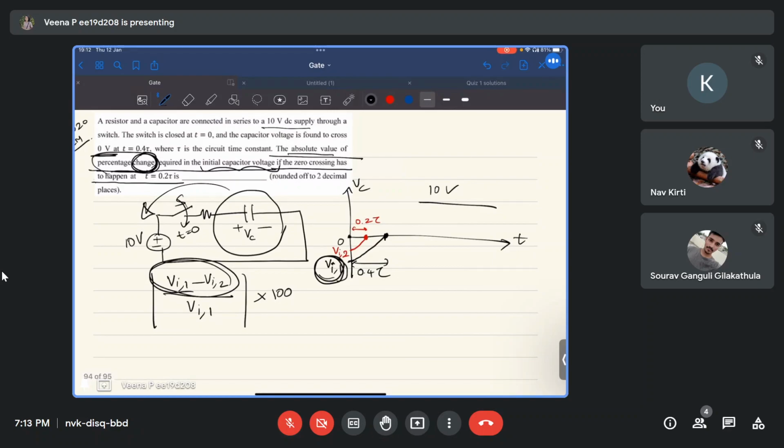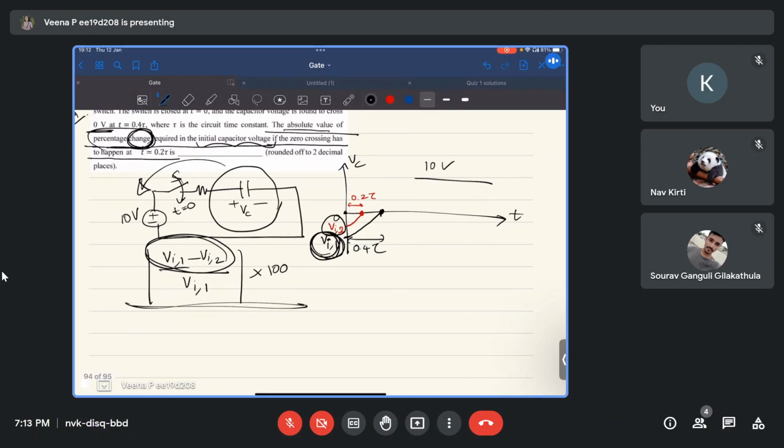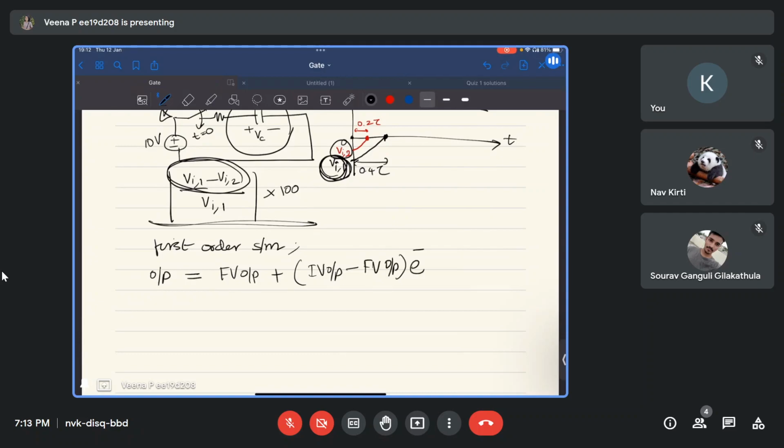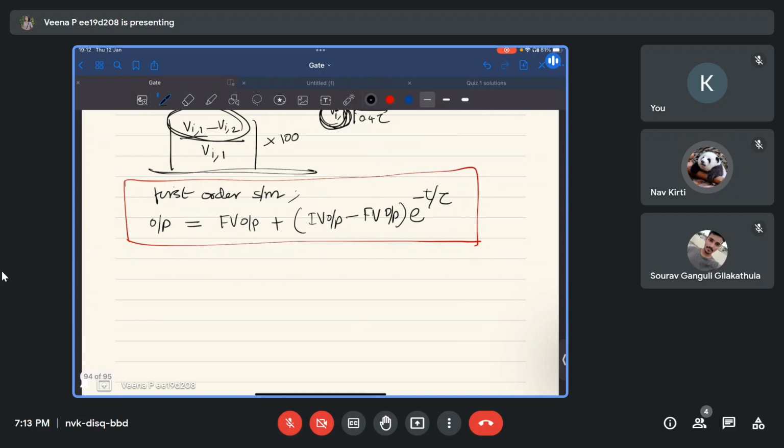Okay. Now we have to find Vi1 and Vi2, then solve this. Now you know that for a first order system, the output is equal to the final value of the output plus the initial value of output minus the final value of output, into e raised to minus t by the time constant of the system. Are you familiar with this relation? Yes, ma'am. Okay. So do I have to explain by taking an example? No, ma'am, you can solve further.